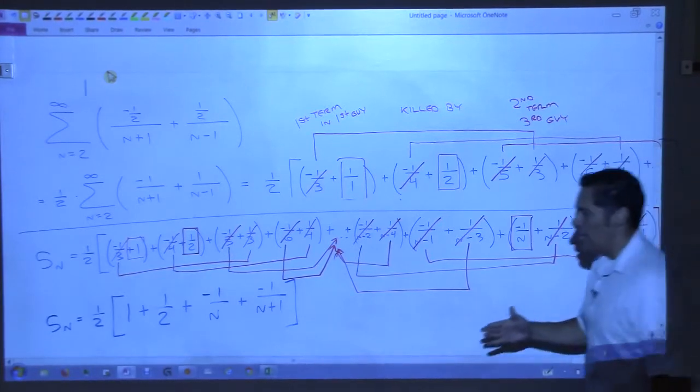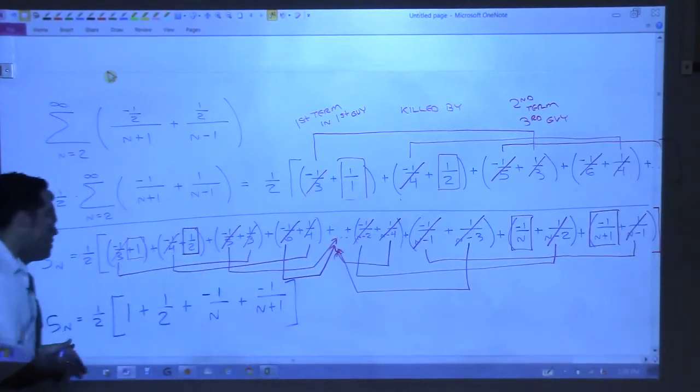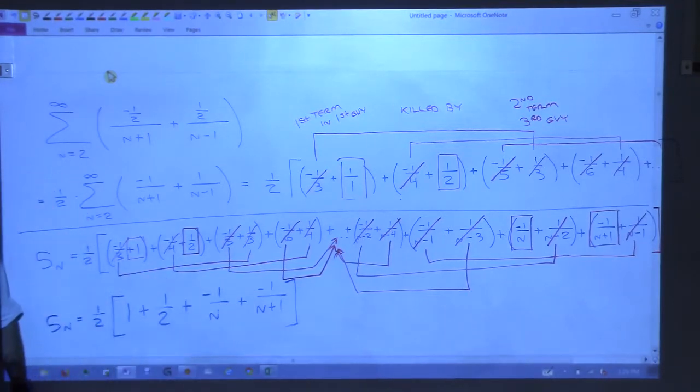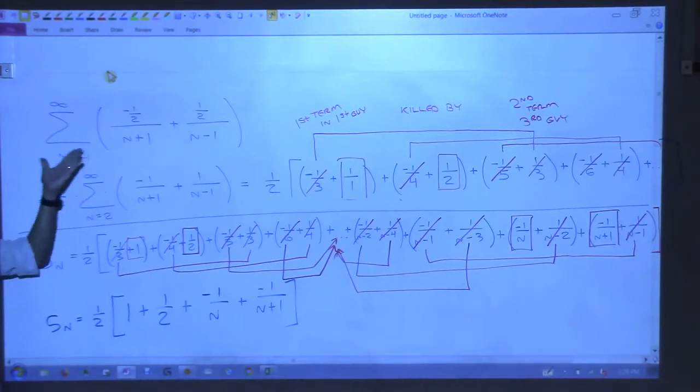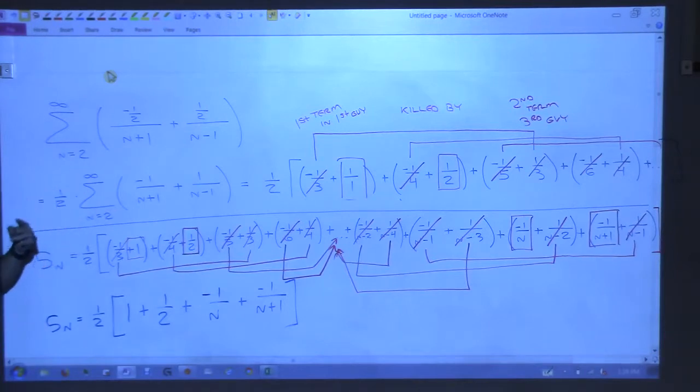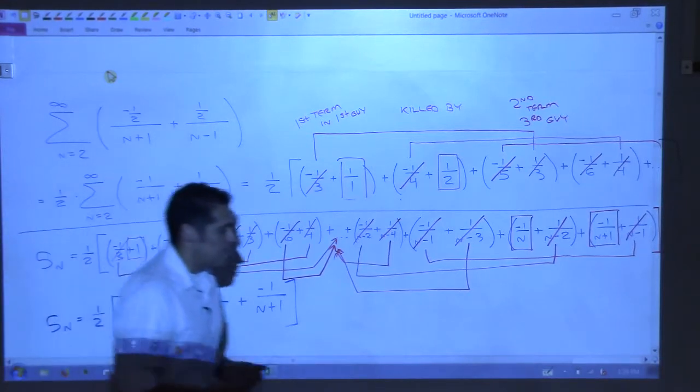So if I go and add these things up, but I stop at n, here's what I get. So how am I going to figure out the sum of this series? If this series converges to S, that means the limit of S sub n is S. We have to take the limit of this now. What is the limit of this as n goes to infinity? That's the final step.